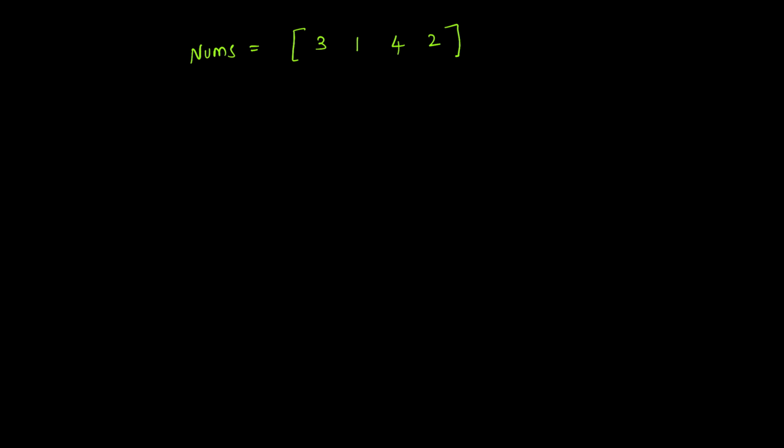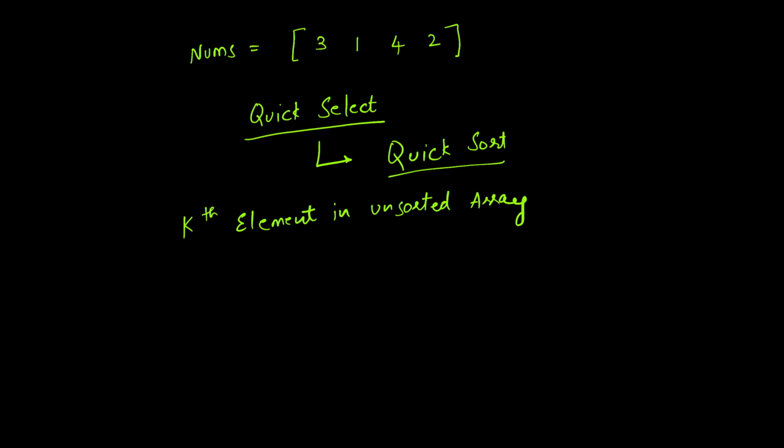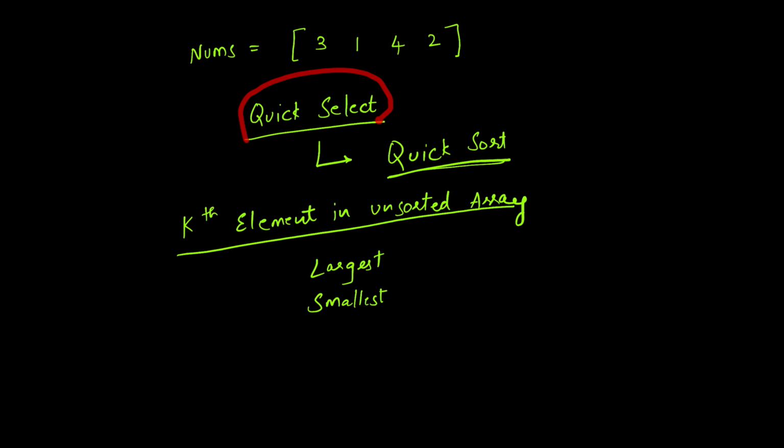Another way to solve this problem is by using a quick select algorithm. Quick select algorithm is very similar to quick sort algorithm with a small variation. Quick select algorithm is best suited for scenarios where we are looking for the kth largest element or kth smallest element in an unsorted array. We'll try to use this algorithm to solve the problem. Before we start discussing how quick select works, we first need to understand how quick sort algorithm works. So let's discuss that first.